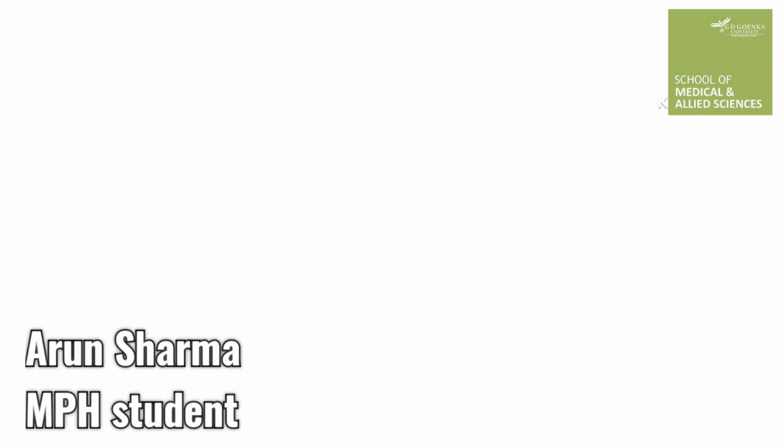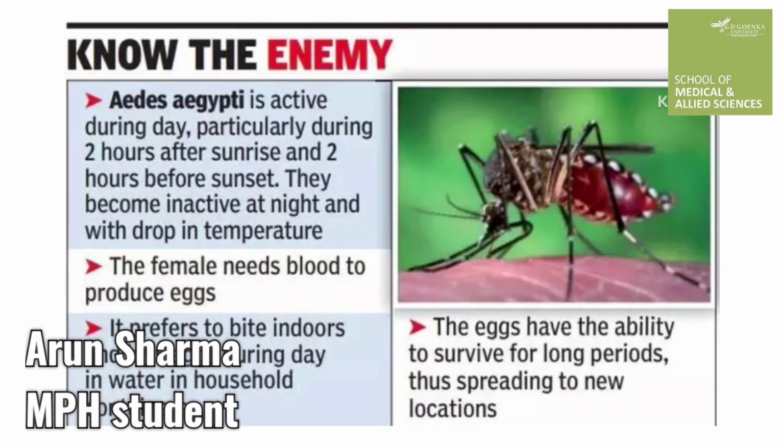And timing is also crucial. Aedes mosquitoes, the primary carriers of dengue, are most active during early morning and late afternoon. If possible, avoid outdoor activities during these peak mosquito periods. If you must be outdoors, take extra precautions such as wearing protective clothing and applying mosquito repellent.